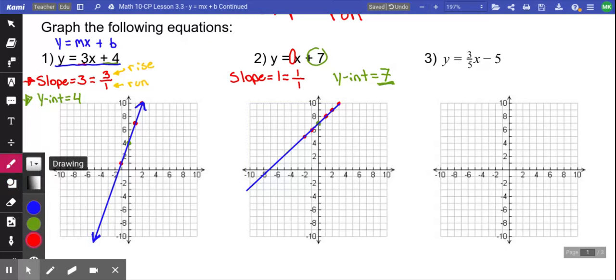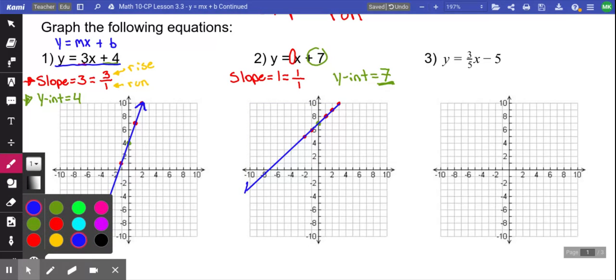And we always put little arrows on the end of our graph to show that those lines don't just stop at the end of the graph. They actually would keep going if you could see further. Like that.